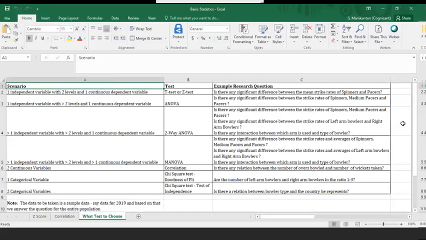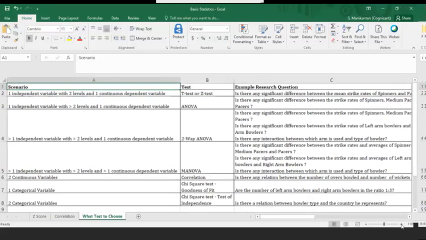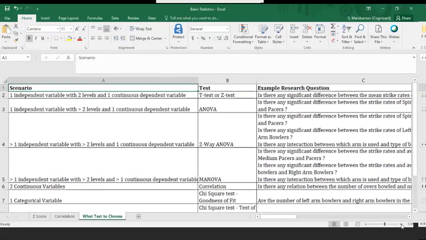Now that we are familiar with z-test, t-test, ANOVA, chi-square test and correlation, let's summarize on when to use which test or measure. We'll take an example from cricket. For those unfamiliar with cricketing terminologies, let me define a couple of terms.